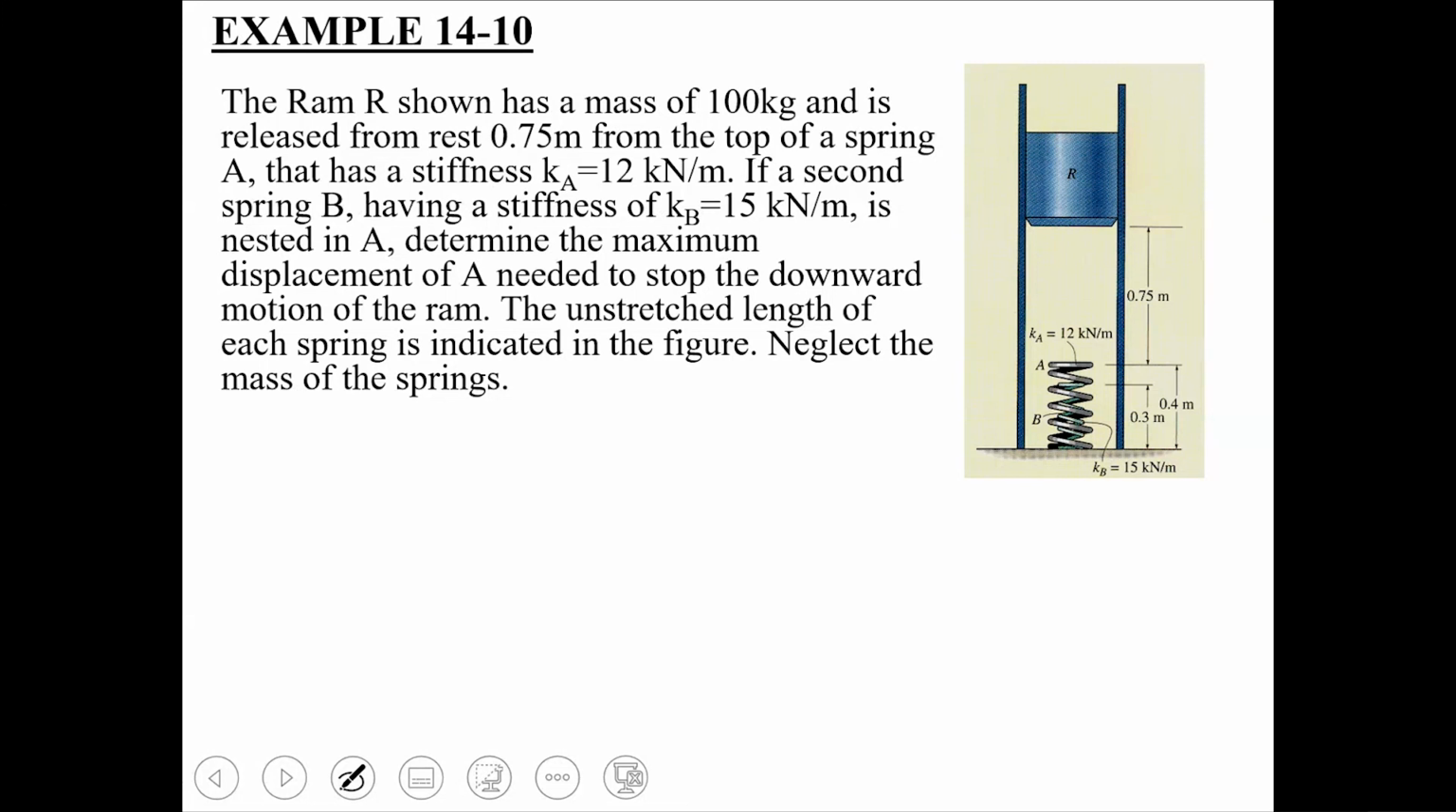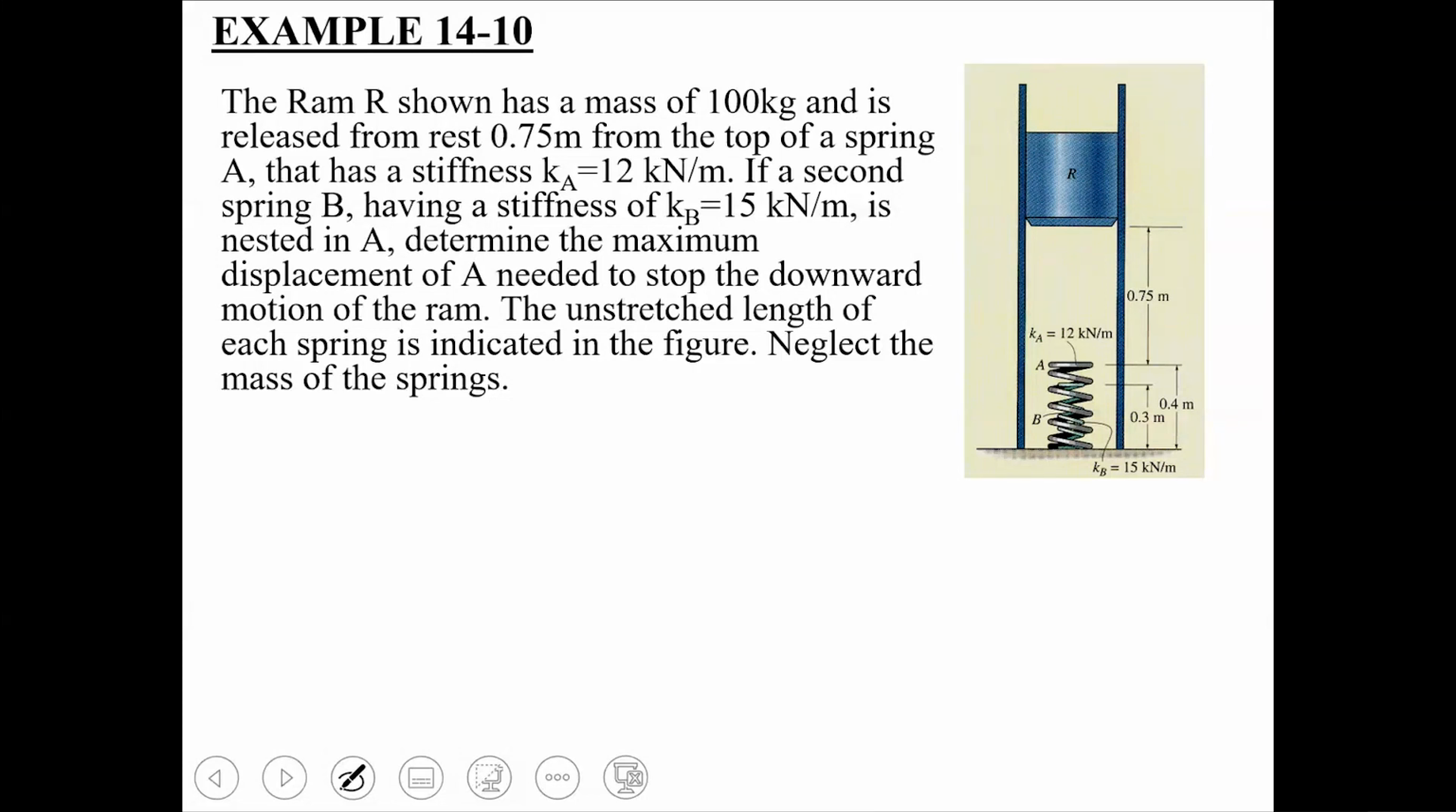थोड़ा सा इसकी स्टेटमेंट को सुकून के साथ तफसील के साथ पढ़ते हैं और उसके बाद हम इसको सॉल्व करने की कोशिश करेंगे. The ram R shown has a mass of 100 kg and it is released from rest 0.75 meters from the top of a spring A that has a stiffness of 12 kilonewton per meter. If a second spring B having a stiffness of 15 kilonewton per meter is nested inside spring A, determine the maximum displacement of A needed to stop the downward motion of this ram.